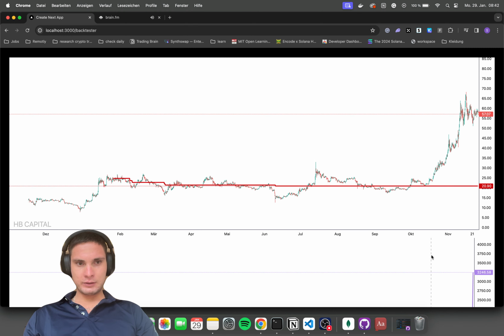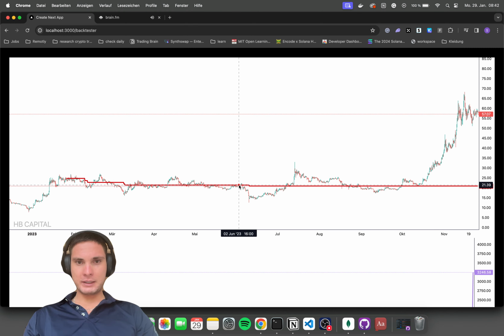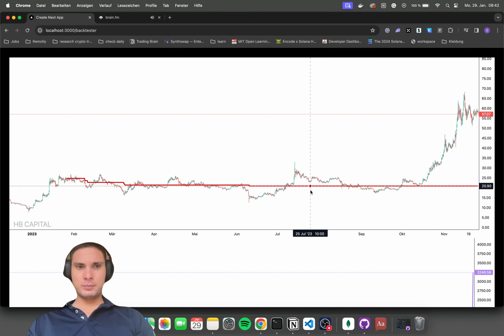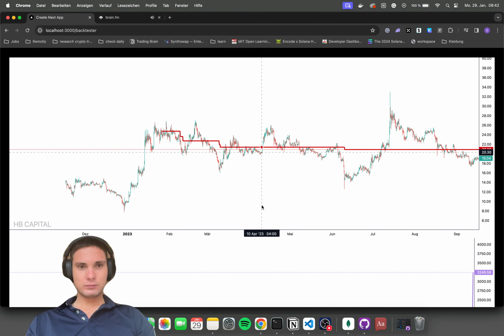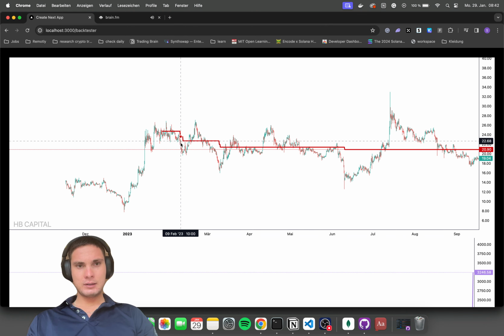Okay, so we can close this, and now we should see here, this is basically our position's average entry price. So we open the position here, then we fell by 10%, I guess, here, and then we would have entered right after.